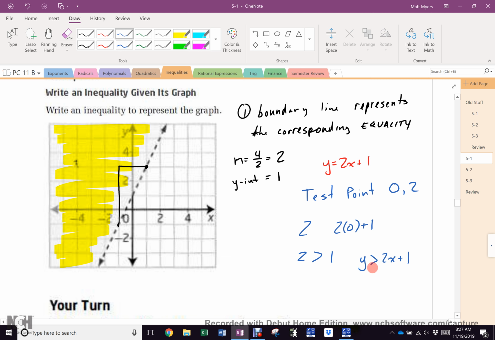Why is it greater than and not equal to? It's a dotted line. Easy peasy, right? No problemo. You do it. Go.